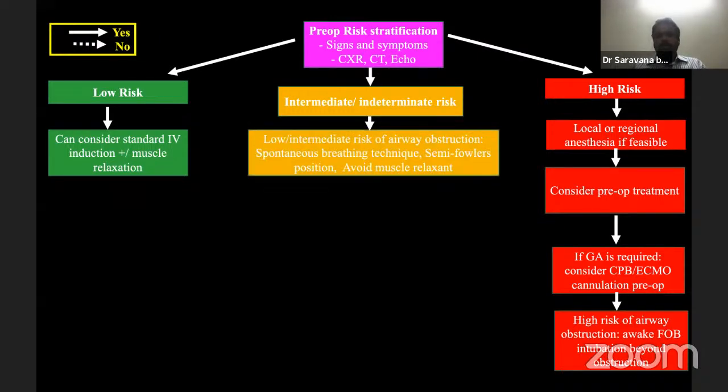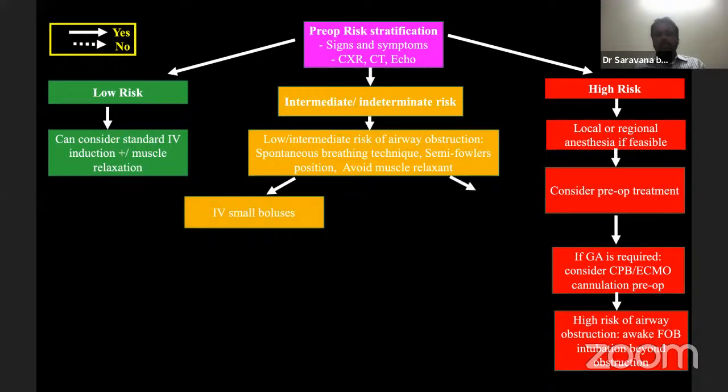Although there is a low or intermediate risk of airway obstruction, always keep a spontaneous breathing technique in these patients, because we may not know, after giving the induction drugs, the airway may collapse. So the advice for this category of patients is to go for a spontaneous breathing technique and a semi-folded position whenever the patient is not feeling comfortable or the symptoms of compression obstruction increase. Always avoid muscle relaxants in this group of patients.